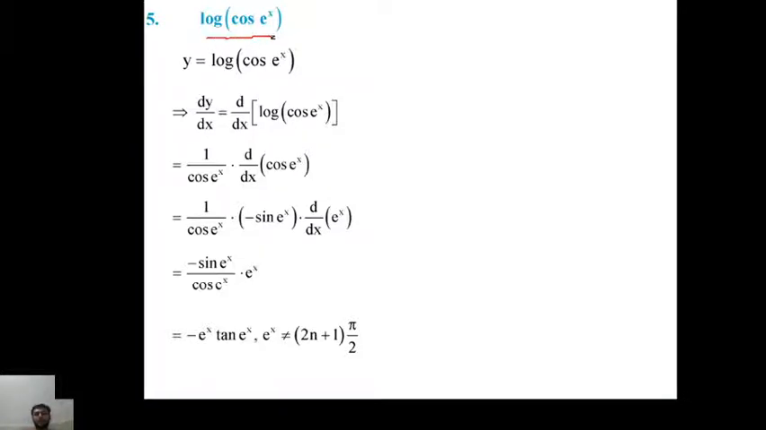Log of cos e raised to x. So y is equal to log of cos e raised to x. Differentiate with respect to x on both the sides. So differentiation of y with respect to x, that is dy by dx. Now d by dx of log of cos e raised to x.